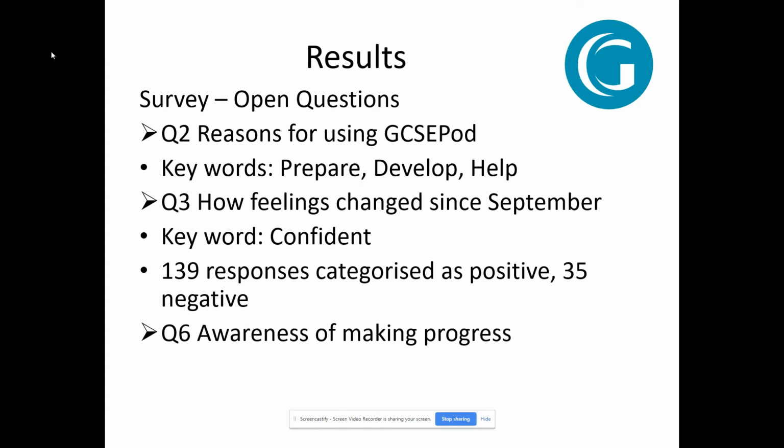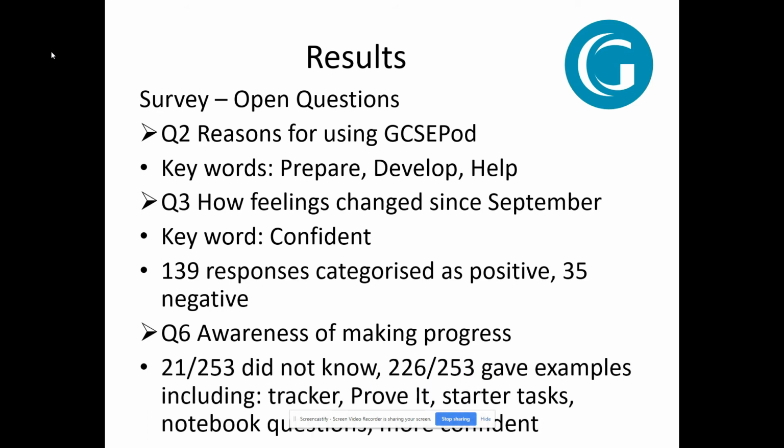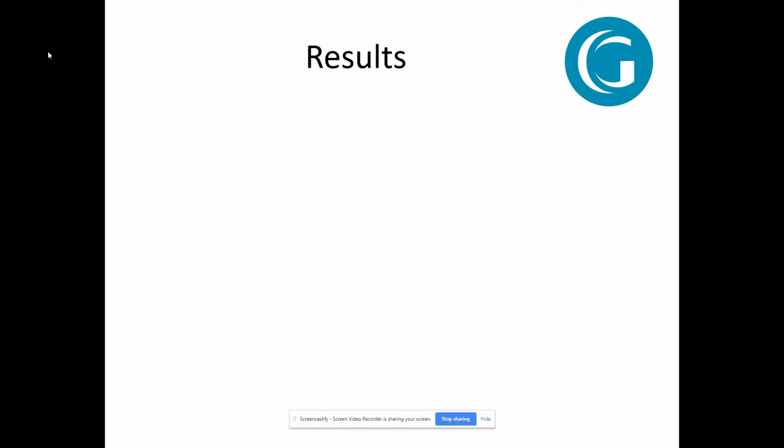With question 6, when asked about their awareness of making progress, the key link here was that 226 out of the 253 learners gave a combination of including some or more tracker, prove it, start a task, the notebook questions, and their overall confidence in general. And only 21 of these learners did not know. This could be for any number of reasons.